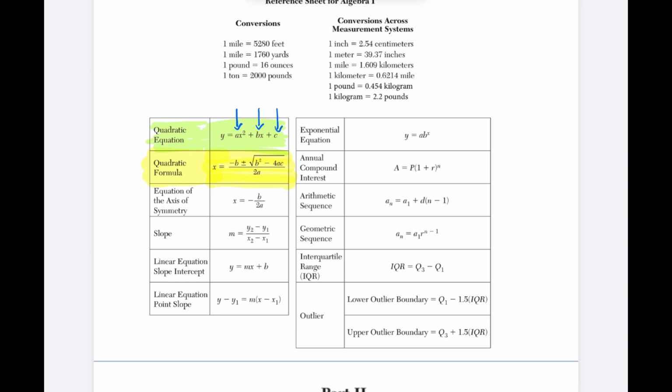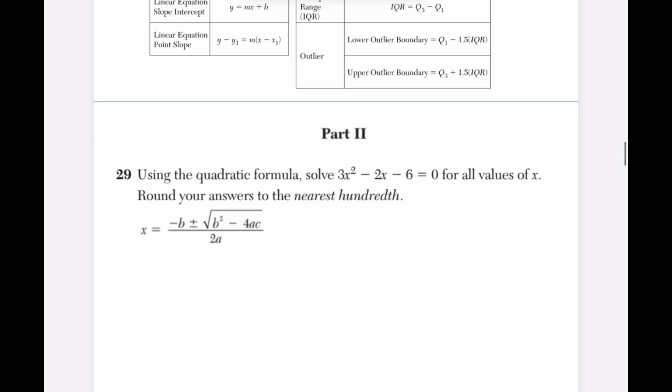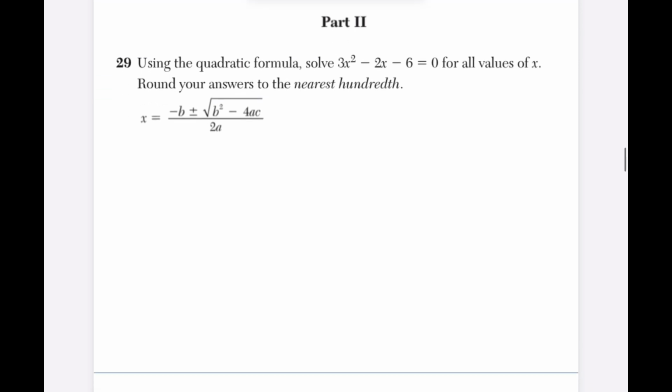So now that we know that, or you might have already known that without the reference sheet, we're going to come back to our problem, and we're going to identify what those values are. So what is a, what is b, and what is c, so that we can substitute correctly into the formula that we have. So looking at the equation above, our a value is 3. Our b value is negative 2, and our c value is negative 6. Don't forget the signs that are before those values.